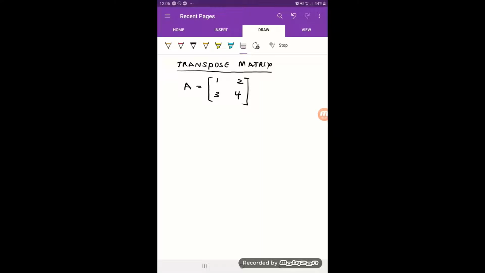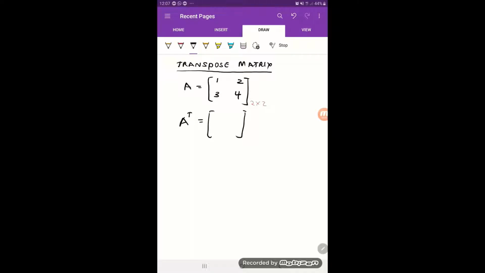Now we learn about the transpose of a matrix. Let's say matrix A. Matrix A is in order 2 times 2. The transpose of a matrix A is written as A transpose. So, how do we get the A transpose? A transpose is the matrix obtained by interchanging the rows and columns of matrix A.